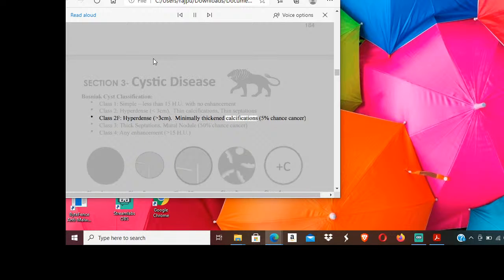Minimally thickened calcifications, 5% chance of cancer. Class 3, thick septations, mural nodule, 50% chance of cancer. Class 4, any enhancement, greater than 15 HU.